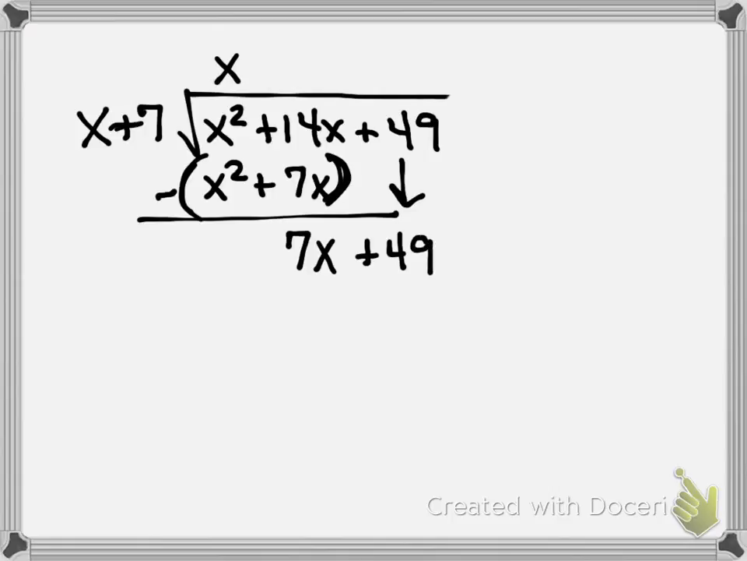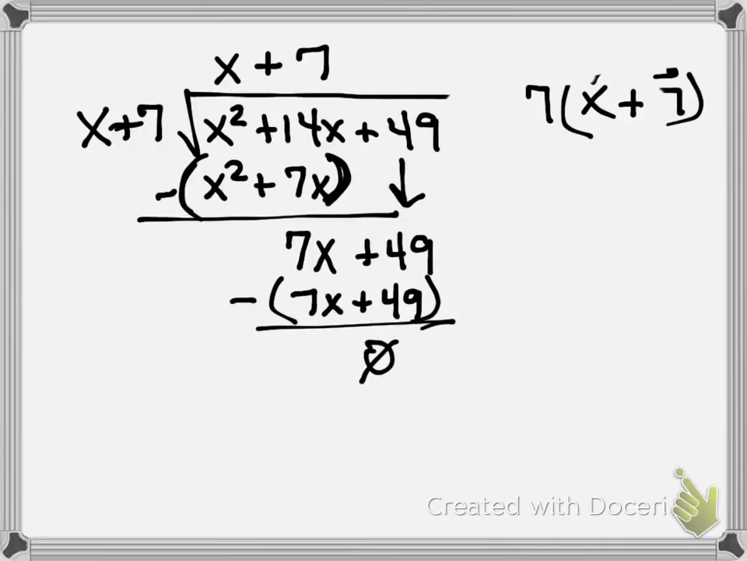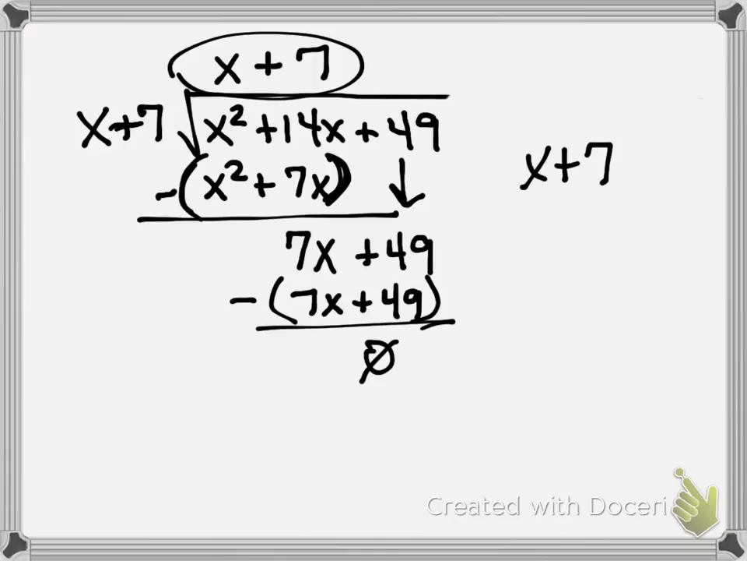So plus 49. Now again, we're only looking at the first term. That's what we're trying to cancel out. And what would you multiply times x to give you 7x? That would be 7. Now we're going to multiply 7 times x plus 7, which is a distributive. And that's going to turn into 7x plus 49. And when you subtract that, you have a 0. And now you look, am I done bringing down? There's nothing left, that's how you know you're done in this long division. So your final answer is x plus 7.